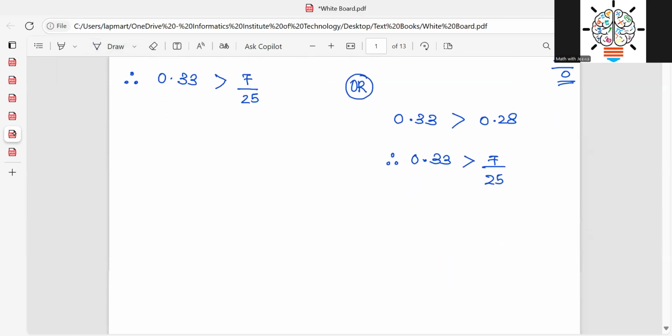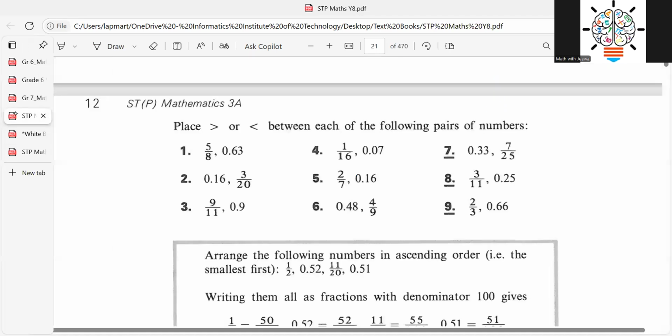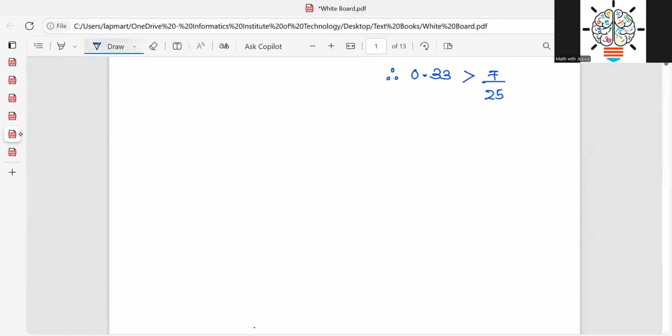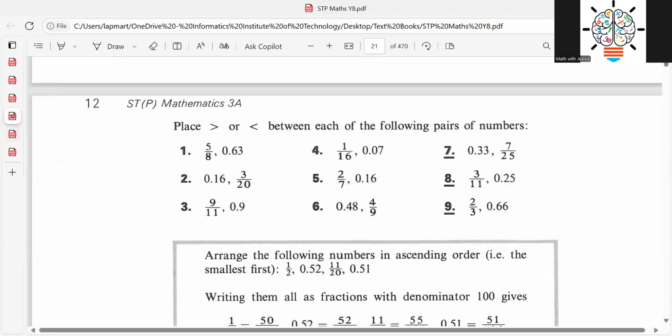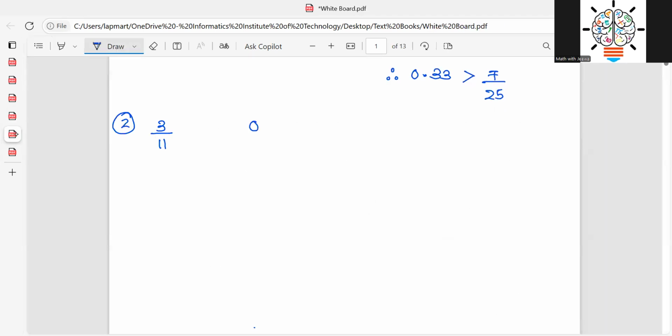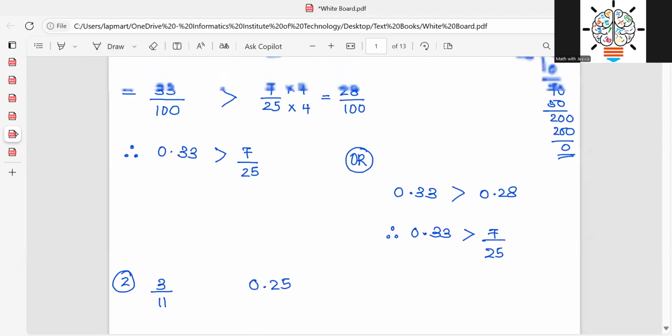So then we will move to question number 2. In question number 2, we have 3 over 11 and 0.25. Now here, you just imagine, I can easily convert 0.25 into a fraction. What is it? 25 over 100. Now here also I did the same thing.